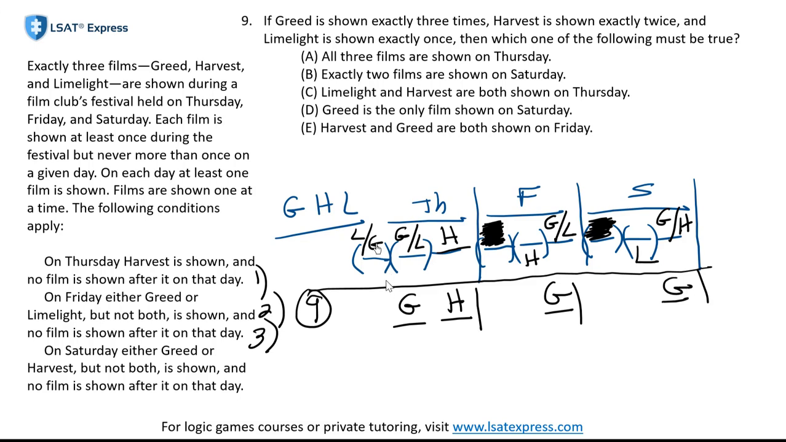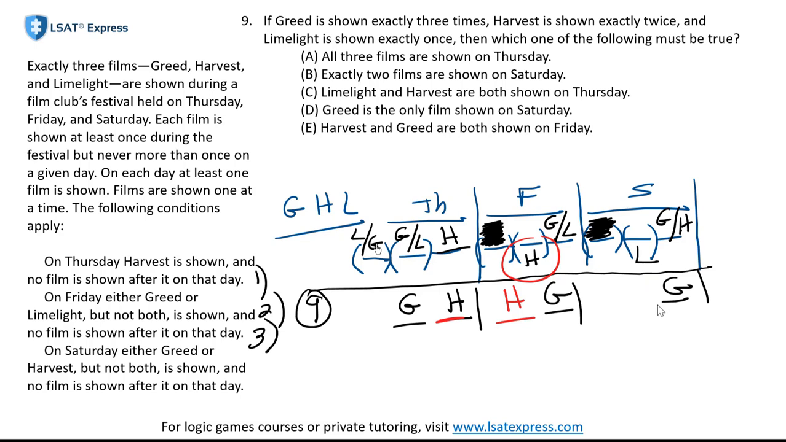H is shown exactly twice. Well, it's shown once on Thursday. We know that. According to the master sketch, it could be on Friday. So it could be here. Could our second H be on Saturday instead of Friday? Well, no, because we already placed the G. So H is definitely on Friday.